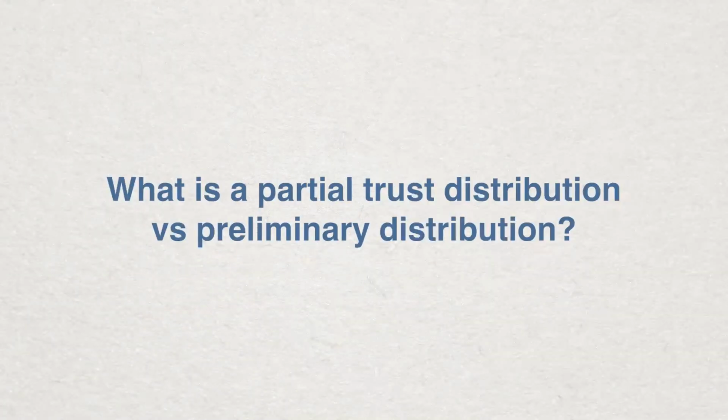What is a partial trust distribution versus a preliminary distribution? Partial trust distributions and preliminary distributions are different names, essentially, for the same thing. Both refer to the distribution of some trust property prior to the complete and total distribution of the trust.